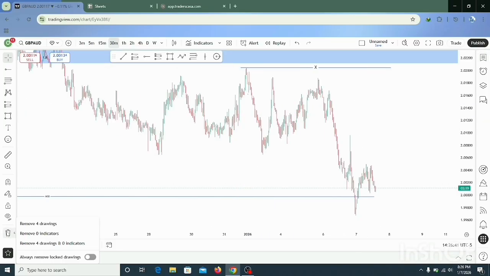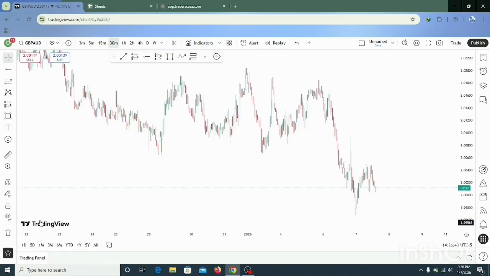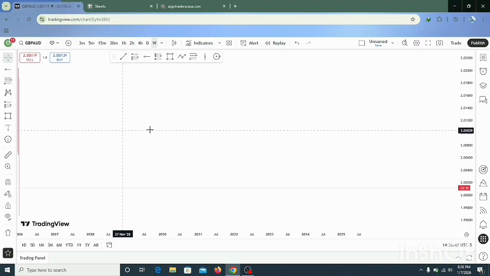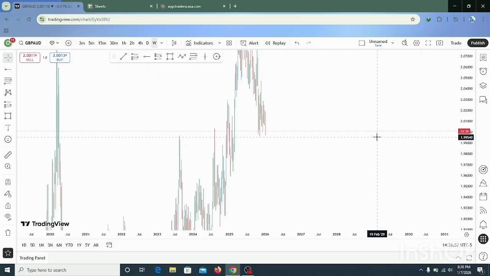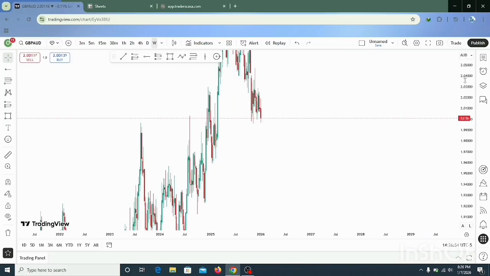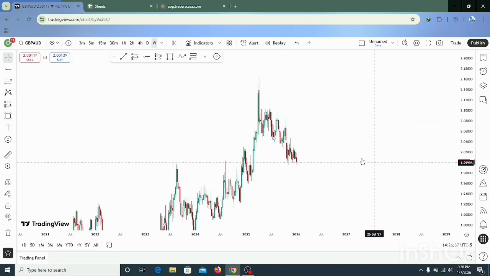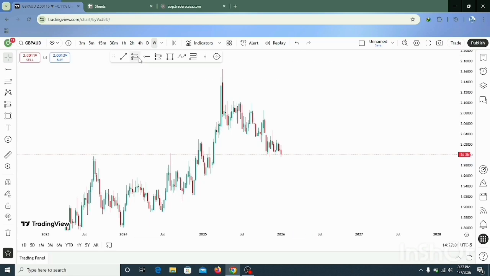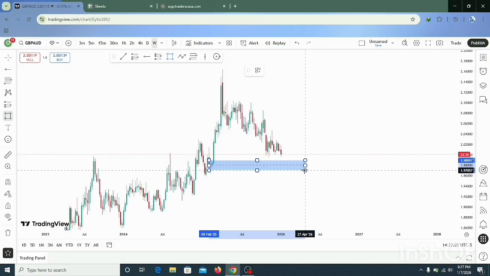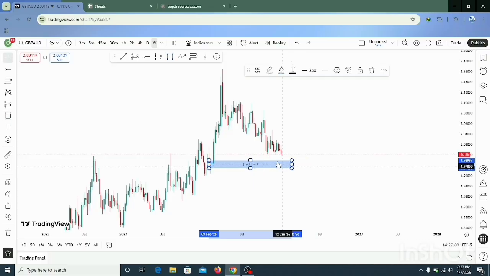Actually, I've already analyzed this pair, but let's just go straight after it from the weekly time frame. So what do you have here on the weekly time frame? Yeah, we actually have a selling momentum. Market is actually coming to this POI over here. Yeah, and it has not reached this POI, and we have this selling momentum pushing down.